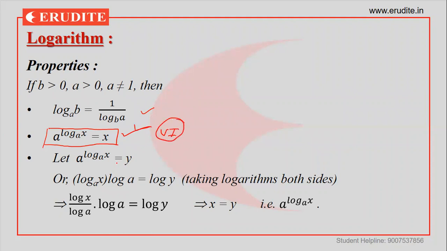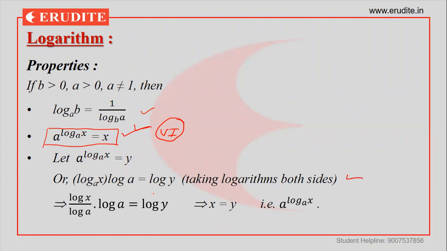But we need to keep one very important formula which we normally forget. To get it, I am writing a to the power log of x to the base a as y. So a to the power y has been written. And finally open it up: log of x to the base a comes outside, taking log on both sides, multiplied by log a is equal to log y, taking logarithm on both sides.